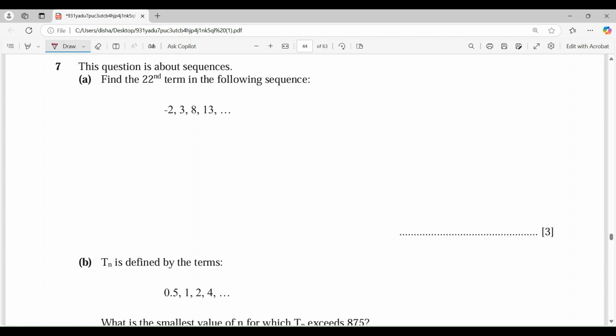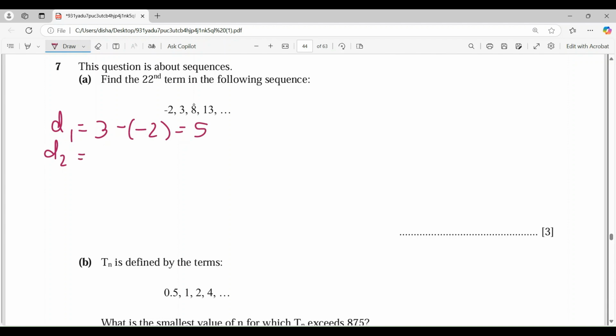So here if I subtract 3 minus minus 2, that is 5. If I see the second difference, 8 minus 3, which is 5. And the same, 13 minus 8 is 5. Since the difference is the same, it is an AP.